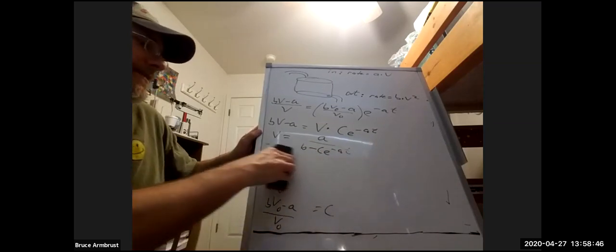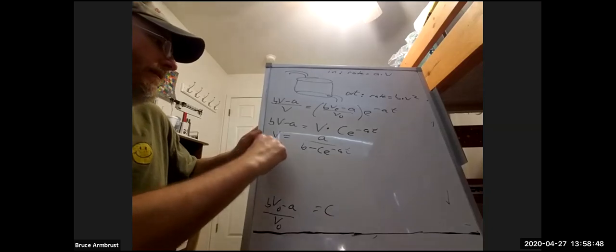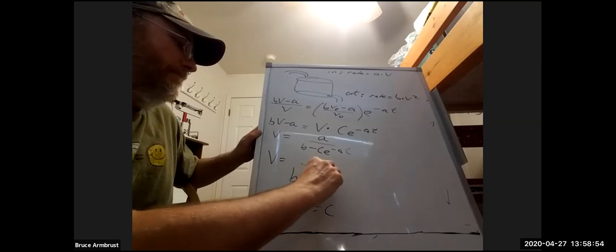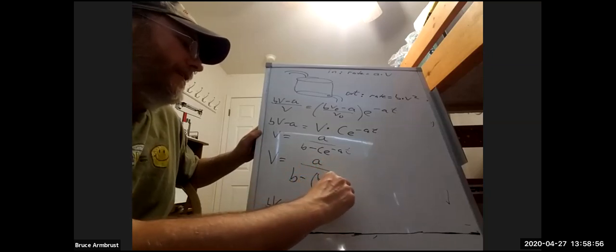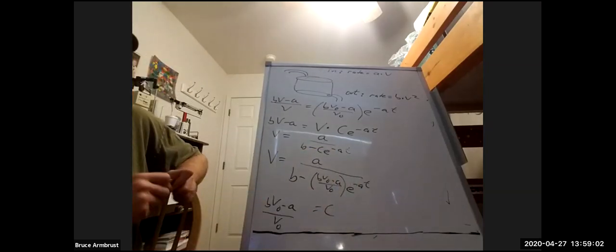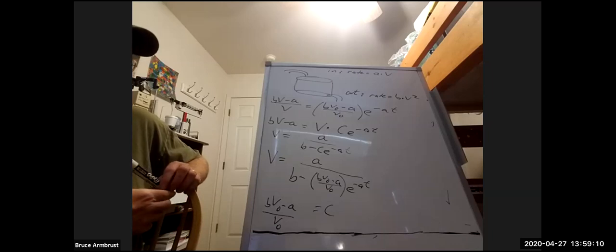And then substituting that C back in, we get that V is equal to A over B minus BV naught minus A over V naught e to the minus AT. I think. I hope my algebra is right. We'll see. All right, so that's how much is going to be in there at any given time.